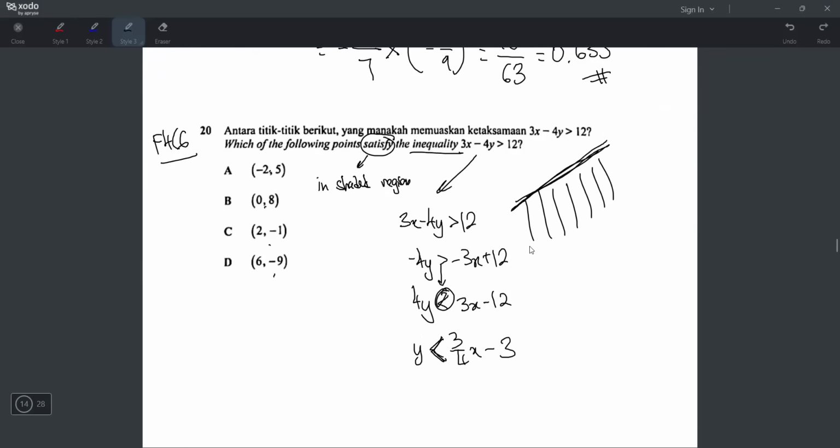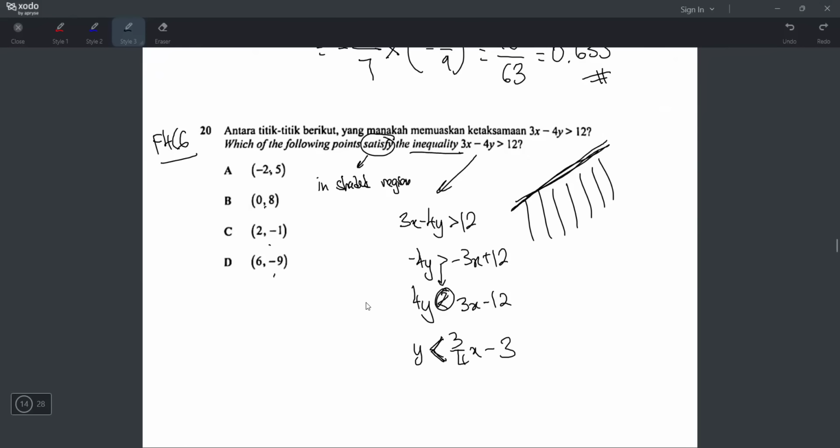That's why you have to shade down. Okay, all right, there's two methods to check whether these points are in the shaded region or not. First method is to use a graph paper, which is how you do it in paper 2, right?